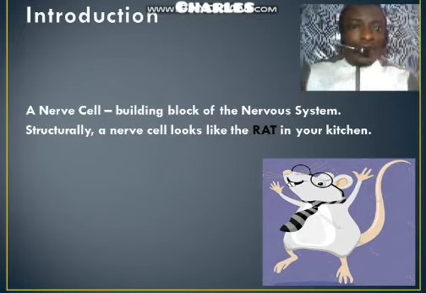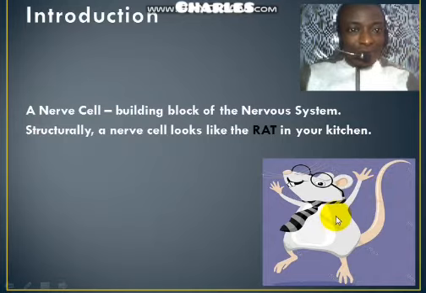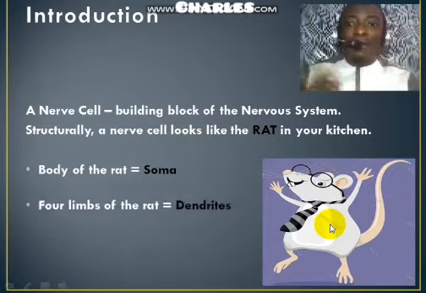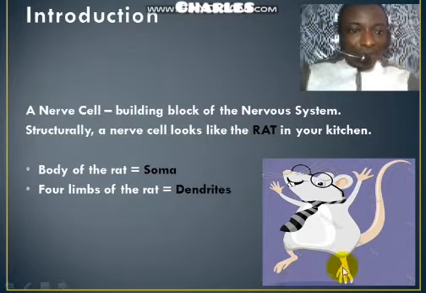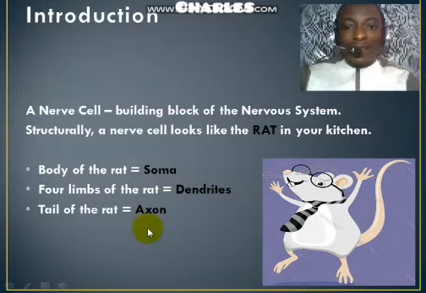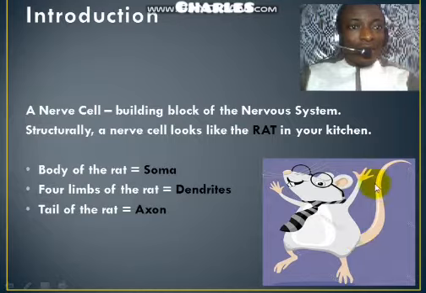Alright, so structurally, a nerve cell looks like a rat. Now the body of the rat represents the soma. Soma simply means the body of a nerve cell. The four limbs of the rat represent the short processes of the nerve cell, which are known as dendrites, while the tail of the rat represents the axon. Axons are the long processes of nerve cells.